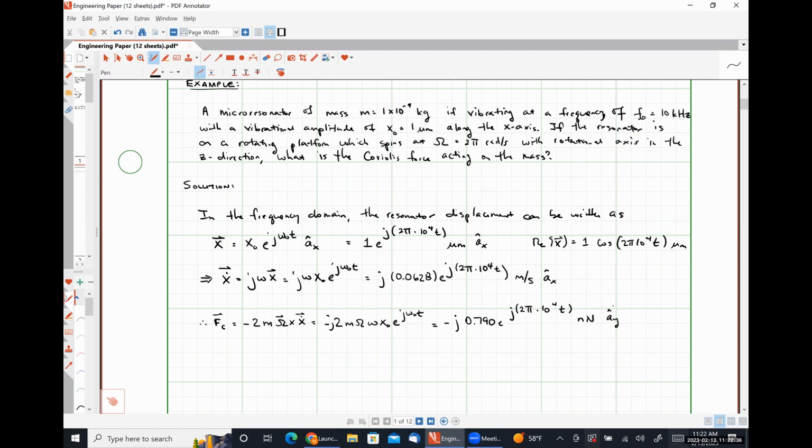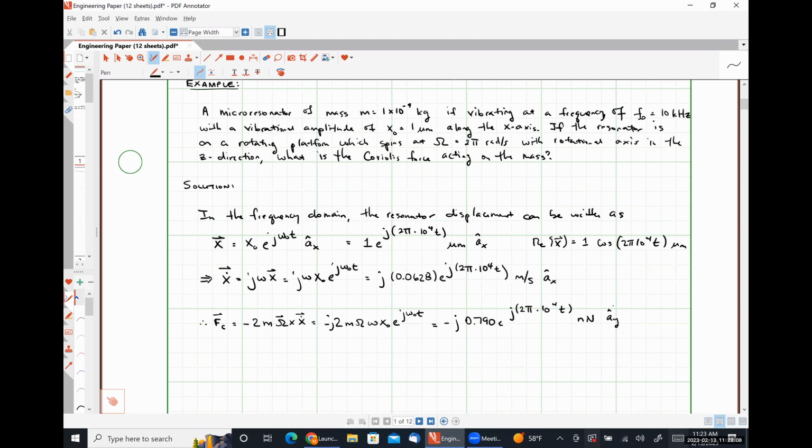So the Coriolis force that is experienced by a MEMS microresonator is incredibly small. That means that we have to be very careful with our design, because the magnitude of this force is often comparable to the magnitude of noise forces and things like that from our system. So just random vibration things here.